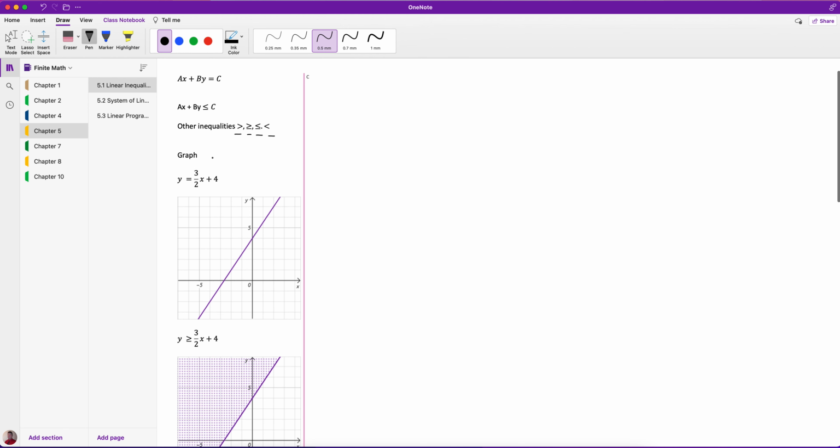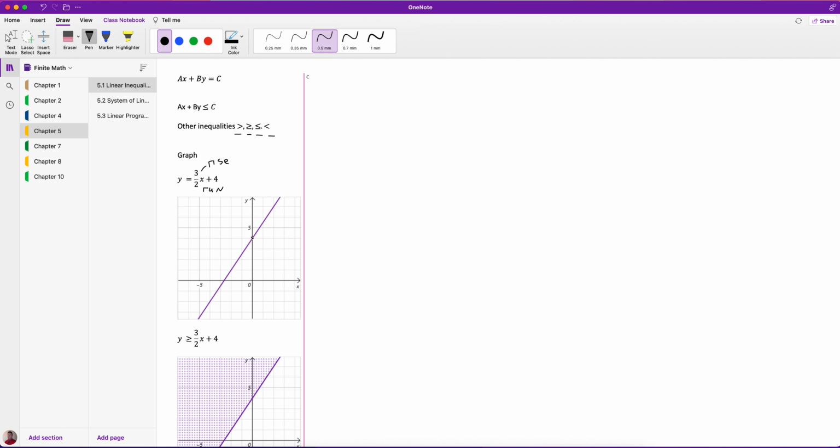So as a refresher, if I wanted to graph y equals 3/2 x plus 4, right now I've taken my equation from standard form and turned it into y equals mx plus b, where 4 is our y-intercept, so there is that point there. And then our slope is 3/2, so this is rise over run.